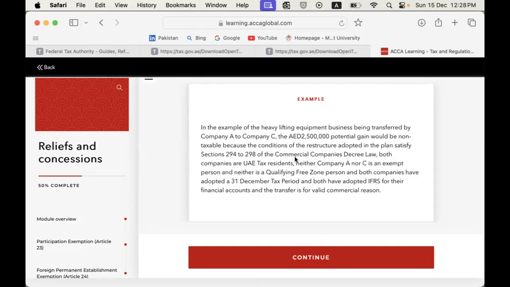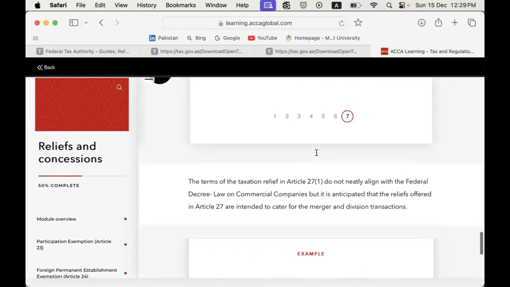Why is this example highlighted here? I think you have read that all other conditions are being met, like tax resident, they are not exempt, they are not qualifying free zone persons. Both companies have adopted the same tax period. They are both preparing IFRS compliant statements. Then what was the purpose of this example? Can somebody highlight this? Thinking? Do you know why this point was highlighted?